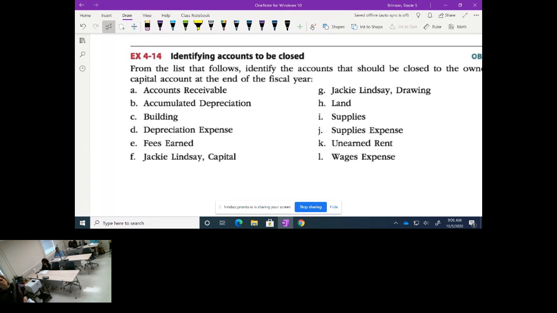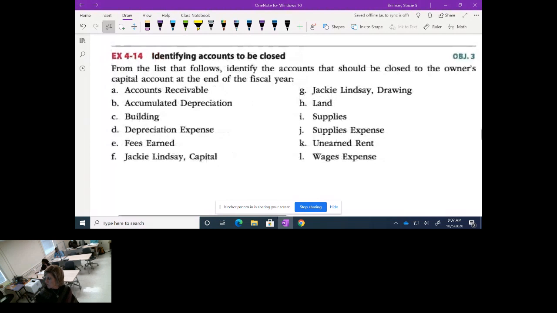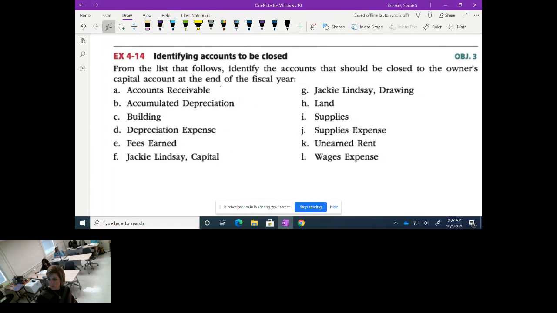Okay, so accounts receivable, would it be a permanent or a temporary account? Permanent. So it would not be closed. So how do we want to do this? I'll say permanent, yes. So just tell us to identify them. So we could circle that one.